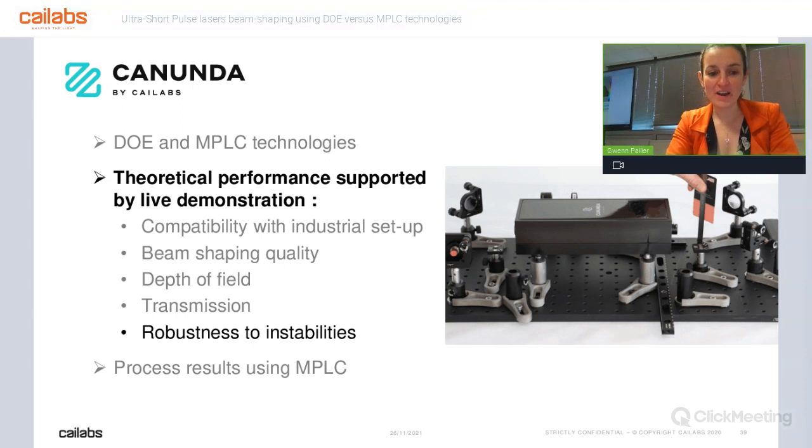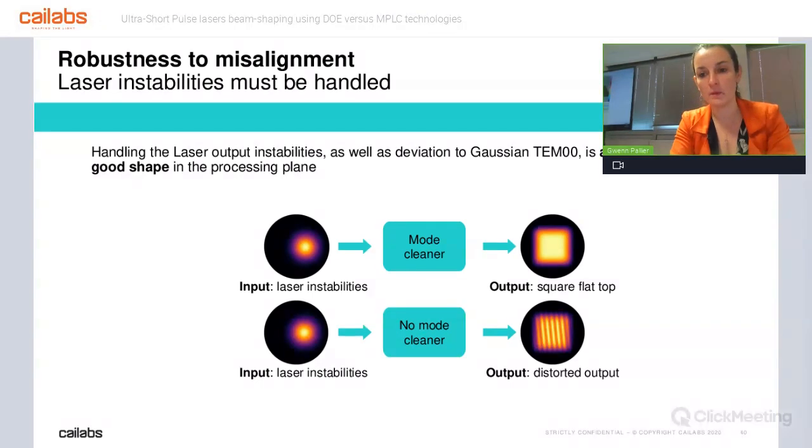Okay, so now we will, last but not least, reach the robustness to instabilities. This is a very important topic, and this is something where it is important to take some time. So first of all, why do you want to stabilize the output beam?